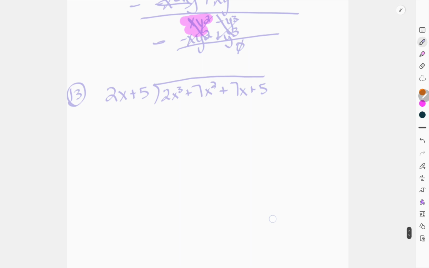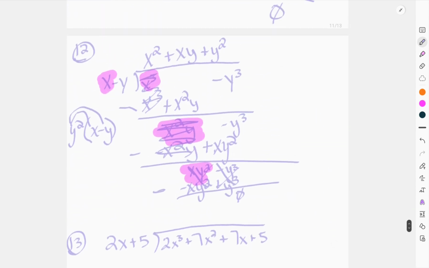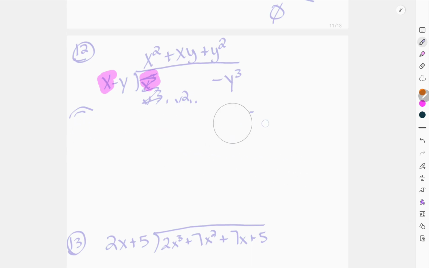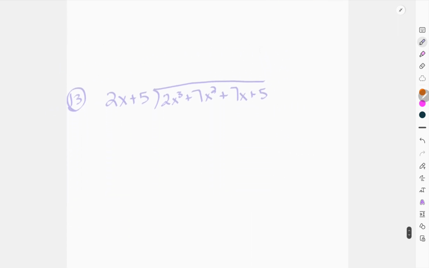All right, so let's do number 13, and we'll do number 14. I'm just going to work on these. I'm not really going to do much talking, just so that you can work on it and make sure that you know it and understand it. The biggest thing is making sure that you're looking at your first terms every single time.